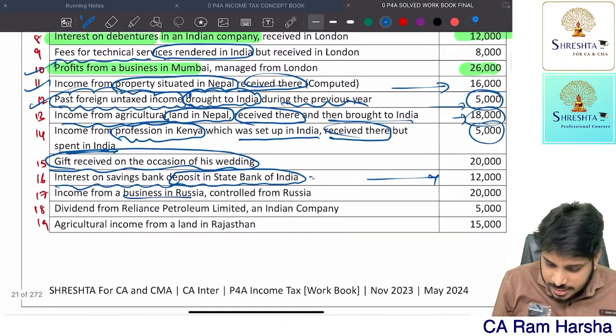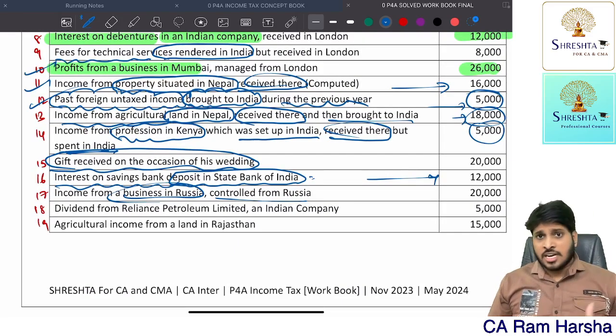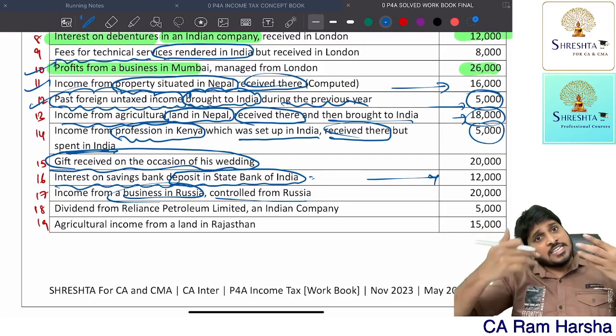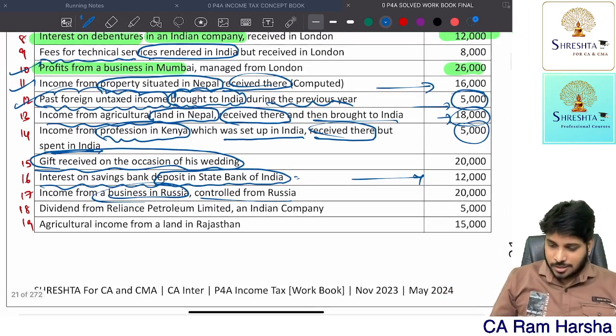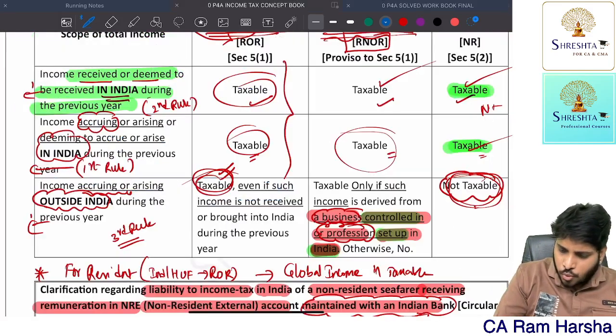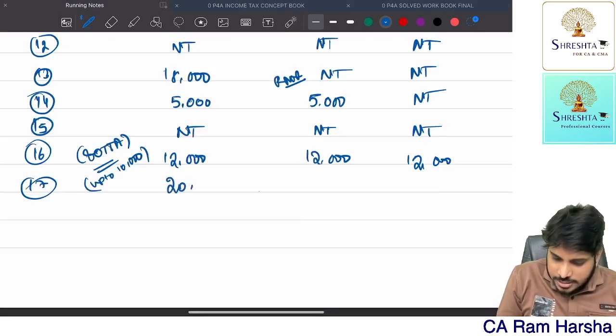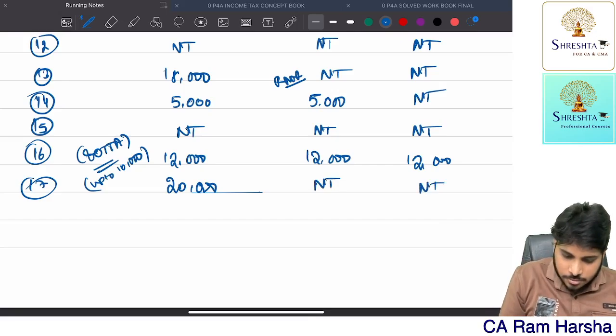Income from business in Russia, controlled from Russia. The receipt point they didn't give, so assume that it is received in Russia. So source is outside, receipt is outside. So 20,000 is taxable only for resident and ordinarily resident. So not taxable for the others.